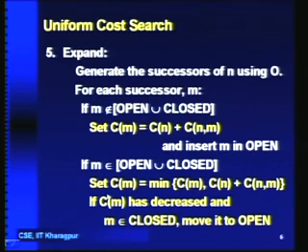Now, suppose m already belongs to open or closed, then we will again set Cm to the minimum of its original cost and the new cost that we compute by Cn plus Cnm, right. So, if we have arrived at the same state m through another path which has cost lesser than the original path, then we will replace the existing cost by this cost. Clear?